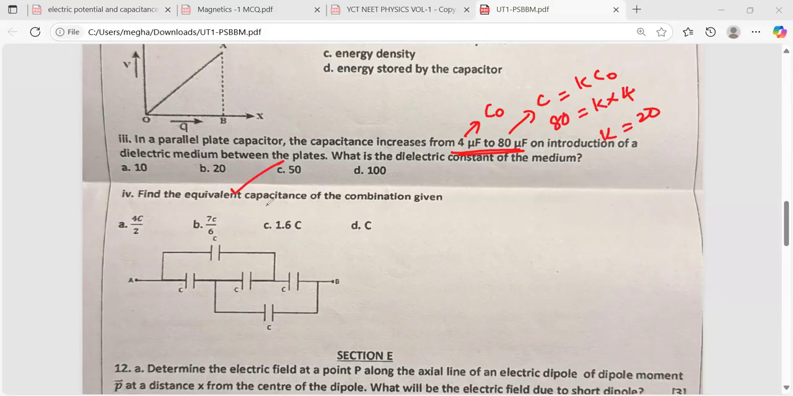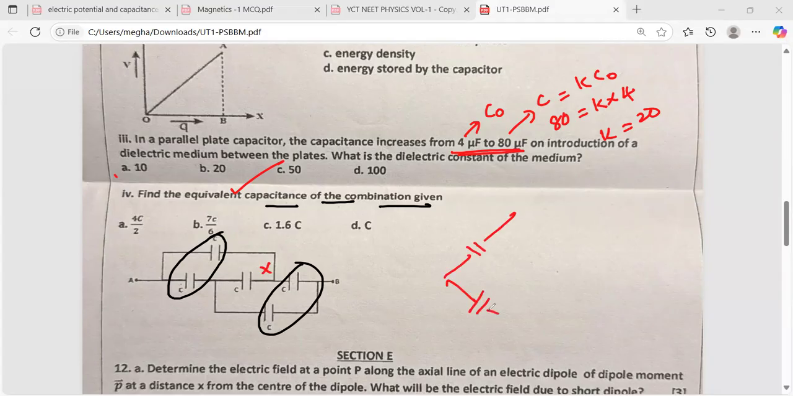And this question, children, is actually an interdisciplinary question based on the Wheatstone principle, which we are going to study in current electricity. If you know the Wheatstone principle, you can correlate the same thing. If the ratios of the capacitances are equal, then there won't be any contribution due to this middle capacitor. So therefore, you have to redraw the circuit like that.